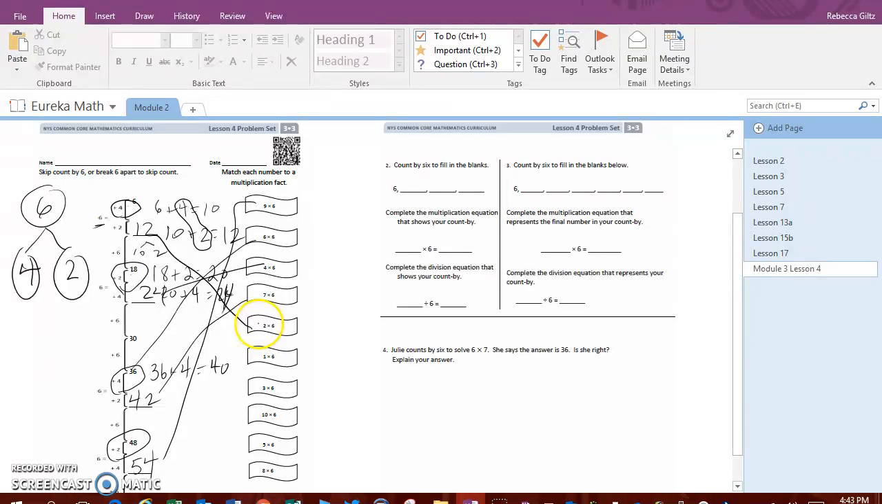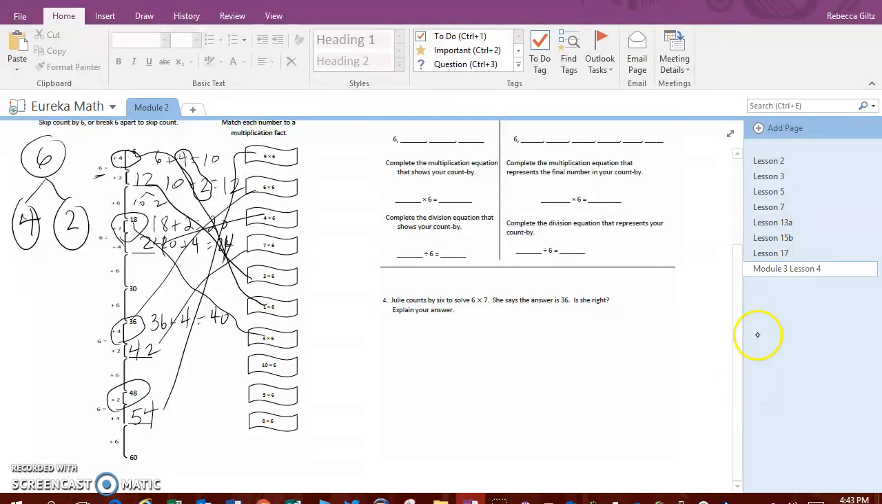Next one is 1 times 6. Well, 1 times any number is just that number, so I'm going to draw a line from the 6. 3 times 6, 1, 2, 3, that's 18. Sorry, this is getting messy. 10 groups of 6. Well, 10 of anything is a 10 fact. That's 60. 5 times 6 is 30. And 8 times 6 is our only one we haven't used yet, 48.